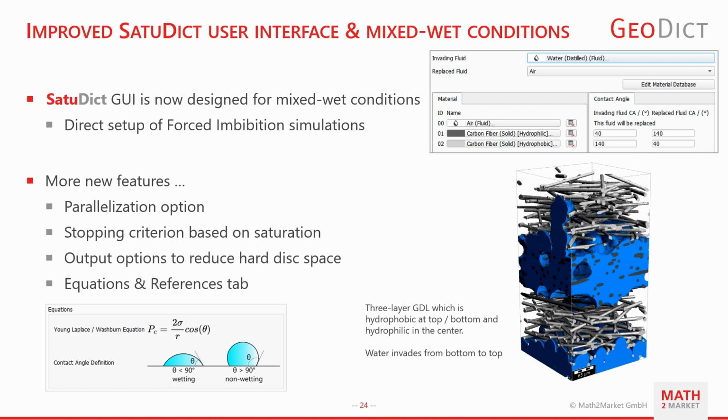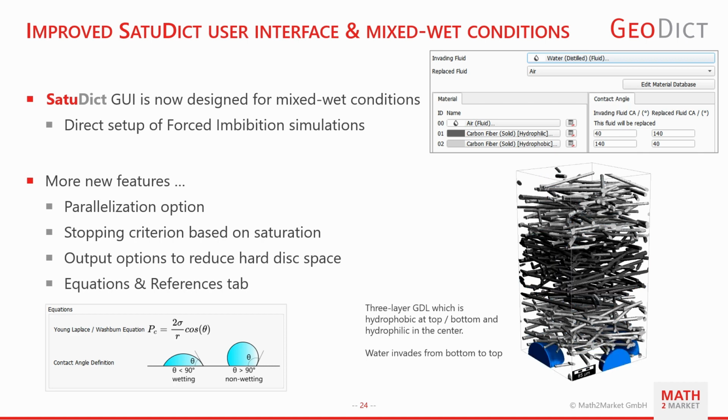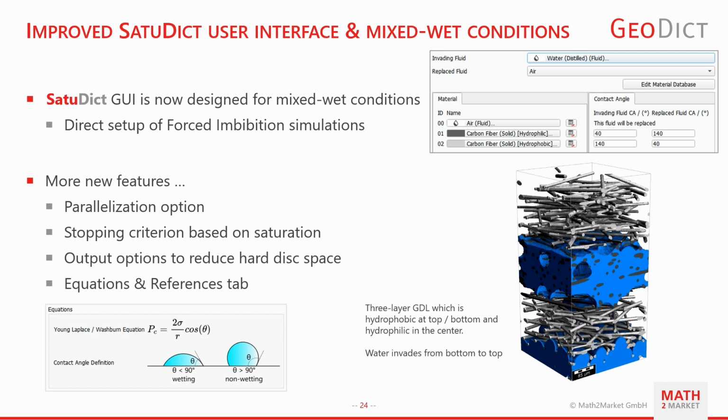Other improvements are the new parallelization options, which allow to choose the number of cores used for parallelization. A new stopping criterion was introduced to stop simulations based on a given saturation of the invading fluid. The output options are reorganized and extended to reduce hard disk space usage. The new Equation and References tab completes the simulation dialog and supports users with detailed information about the used methods.